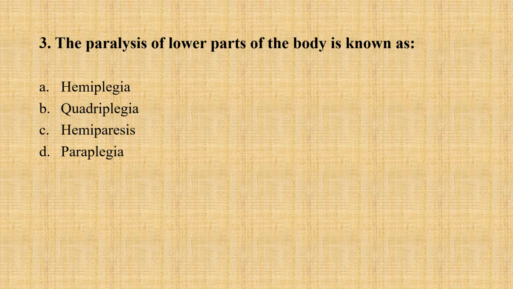Question number 3. The paralysis of lower parts of the body is known as option A, hemiplegia, option B, quadriplegia, option C, hemiparesis, option D, paraplegia. Hemiplegia, what is hemiplegia? It is the paralysis of one side of the body. Paralysis of one side of the body is called hemiplegia.